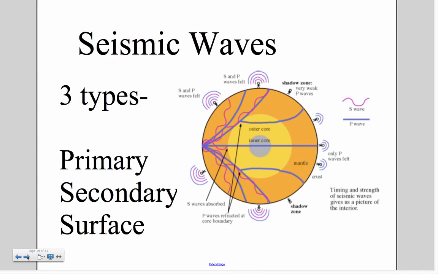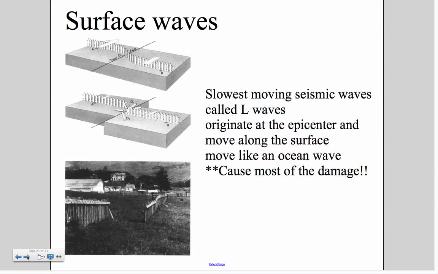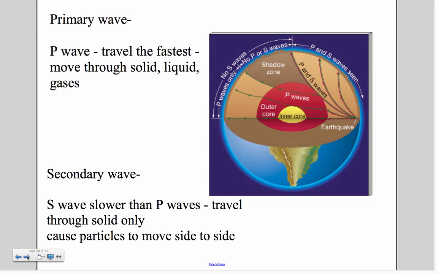The seismic waves, we're not going to spend too much time on this, but there are three types: primary, secondary, and surface. The surface, obviously, are the ones we feel. I'm going to skip this. If you want to pause it and read, you can.